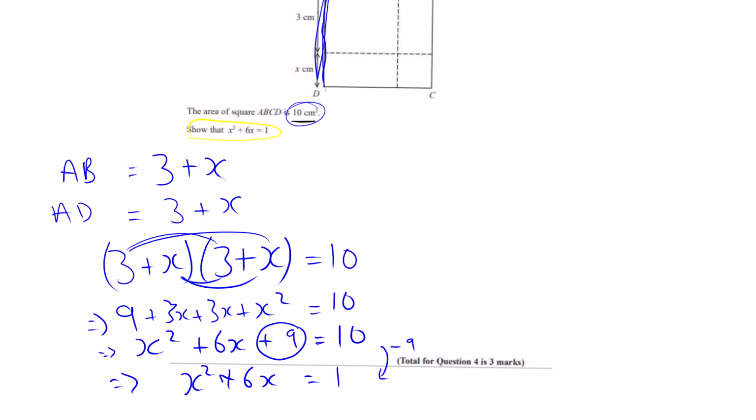And now if we have a look back at our question, we can see that we have come up with the required equation. So tick, there's our 3 marks. We've shown it, we've not used this equation. When it says show that, you need to use all of the rest of the information to get to that point.